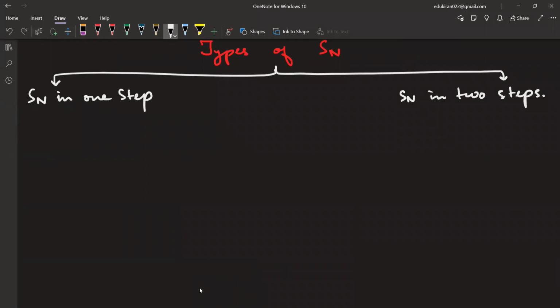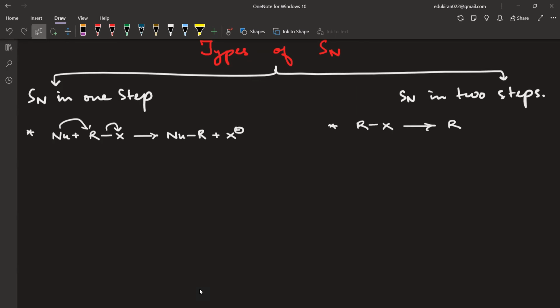So if I see the SN in one step, then we will see that there is a nucleophile plus there is RX, and this nucleophile will attack here, and then this X will leave like this. So you will form a bond, that is Nu-R, plus there will be X negative. But if the SN is happening in two steps, then the first step will be the breaking of the RX bond. The more electronegative atom, that is the halogen, will get the electrons. R will get positive charge and X will get negative charge. So we are forming a carbocation here.